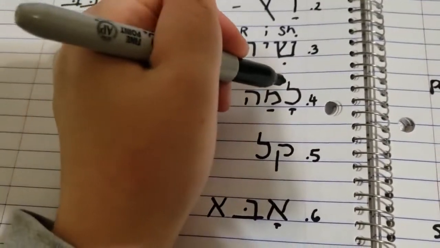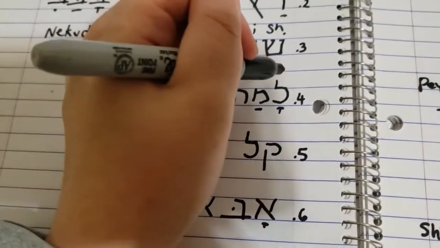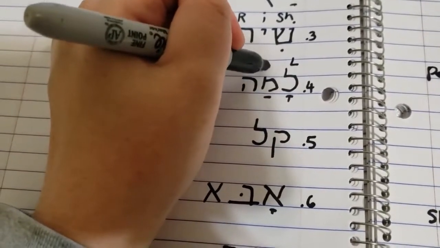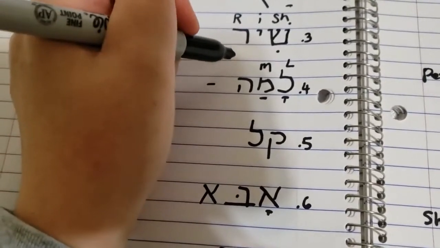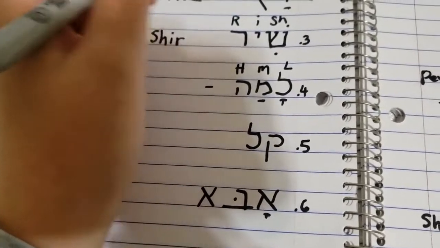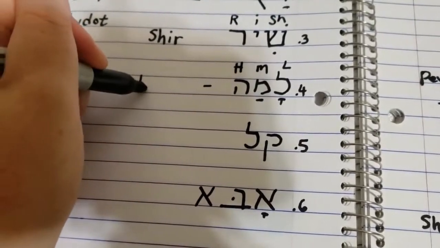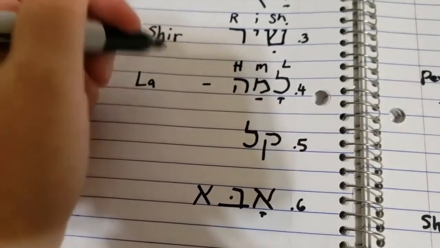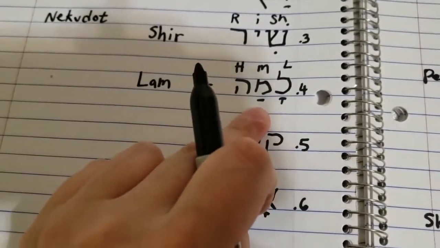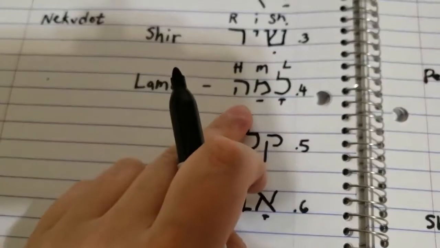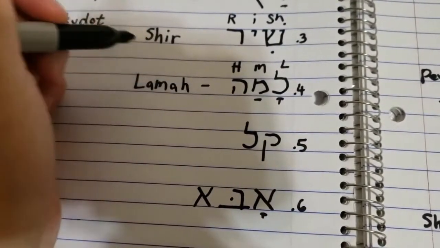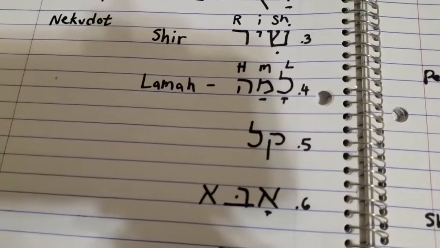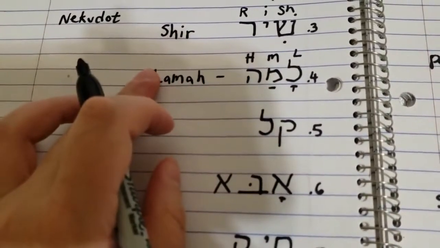Moving forward, remember what this is? Lamed, L. And this is a mem, M. And this is a hey, H. Okay, so let's write L. Then we have this symbol, which is an A. And then we have M. And then that symbol is for A. And then we have H. Lama means why. Why are you going there?